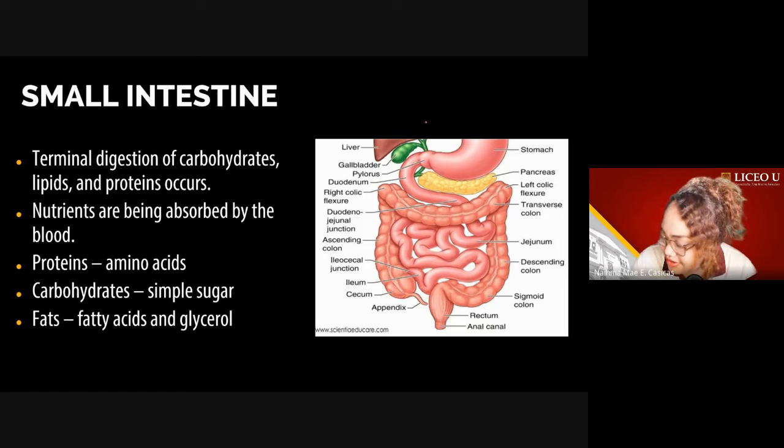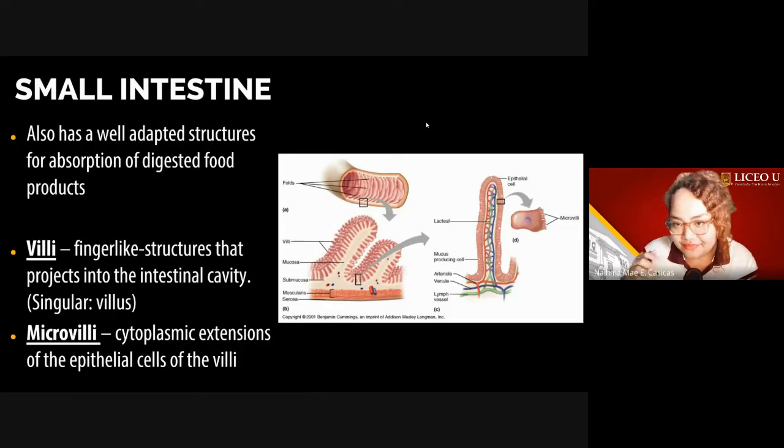So, although the diameter of the small intestines is small, it actually has villi. Villi are finger-like structures that project into the intestinal cavity. One of the purposes of your villi is that it increases the surface area of your small intestines.